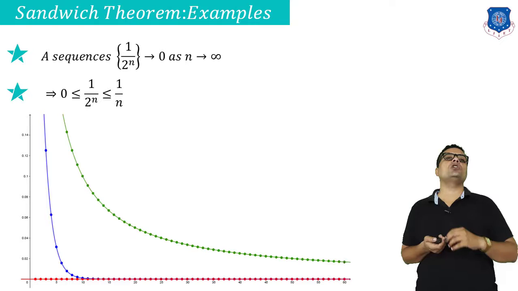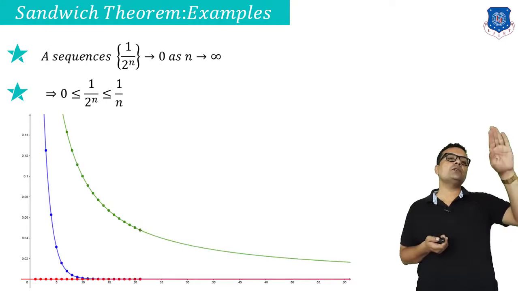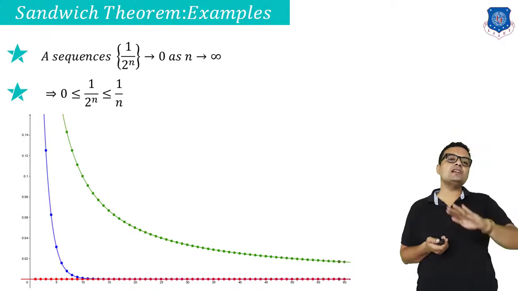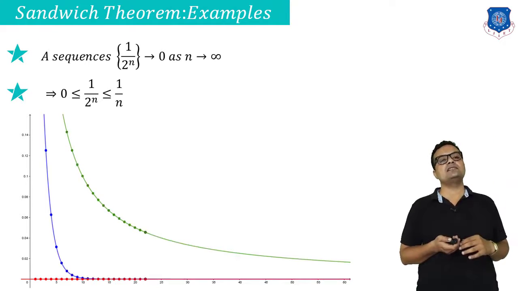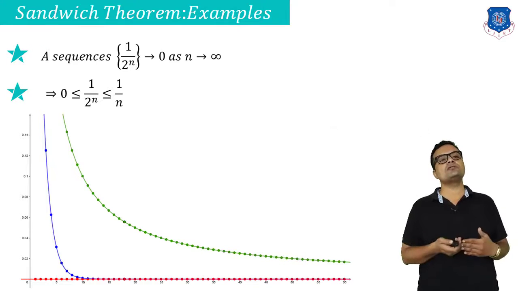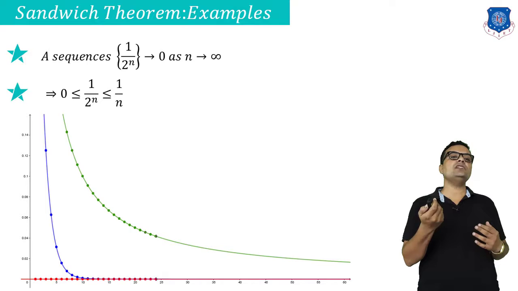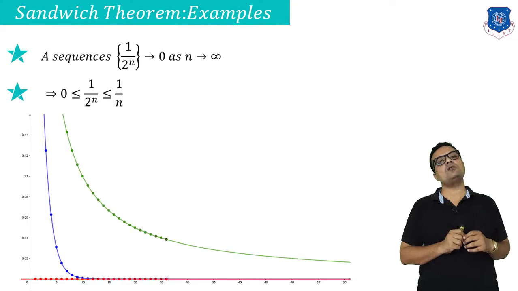This is true for all n. So here I am taking 1 upon n as the upper bound, so it is actually the green graph, which is moving towards 0 as n is increasing. The lower bound itself is the x-axis, so it is always equal to 0. Now if I take n tends to infinity, these two bounds are giving me a value which is equal to 0. That means the limit of 1 upon n is equal to 0.